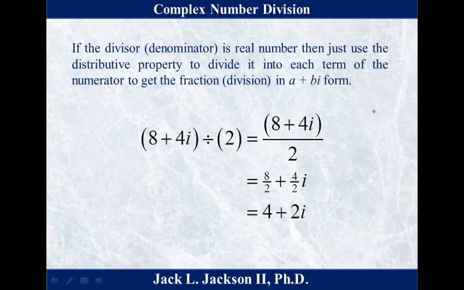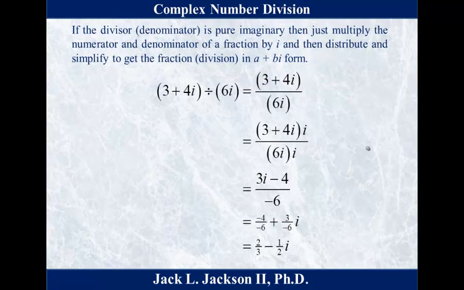Now what about division? We've already done multiplication, so let's do a couple of simpler cases first. If the denominator is a real number, then all we have to do is remember that dividing by, for example, in this case, 2 is the same as multiplying by half, so we can use the distributive property to divide the 2 into each part above. So 8 plus 4i is 8 divided by 2 plus 4 divided by 2i. Of course, 8 divided by 2 is just 4, and 4 divided by 2 is 2. So that's 4 plus 2i.